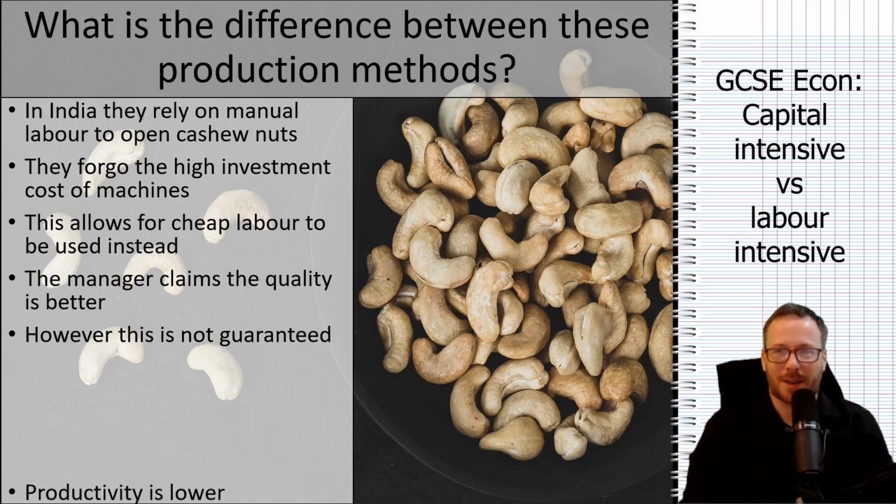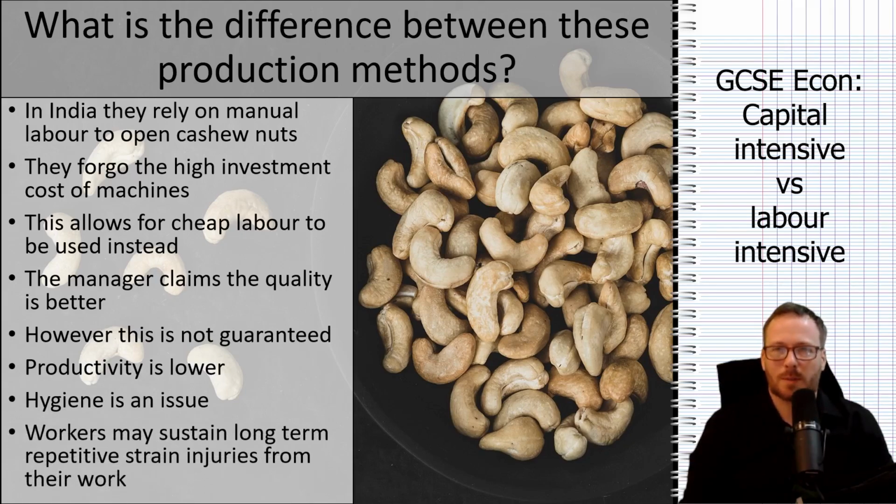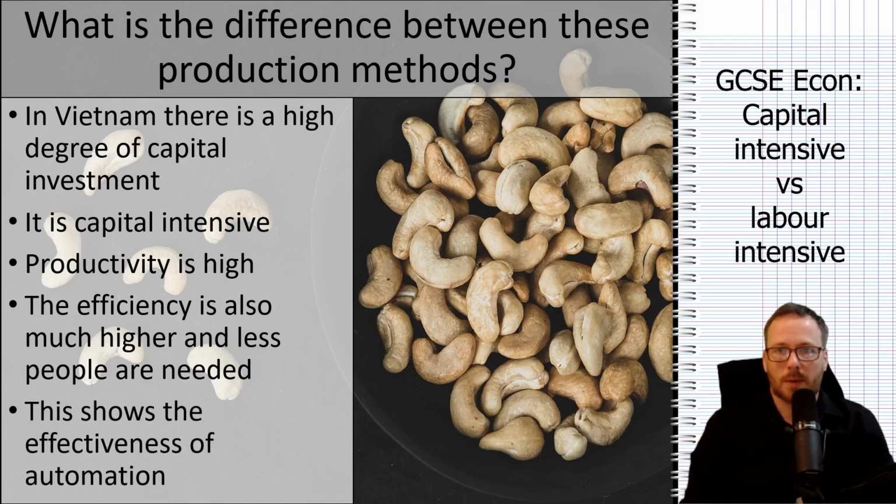However, this is absolutely not guaranteed, is it? Productivity is lower, hygiene is an issue, and workers might have long-term issues like repetitive strain injury from doing that same manual task all day. What protections do they have over there? Let's contrast that with Vietnam. There's lots of capital investments, capital-intensive business, high productivity. Automation is clearly advantageous, as this guy was getting customers in Europe and Australia, whereas the guy in India was struggling to find customers for his products.